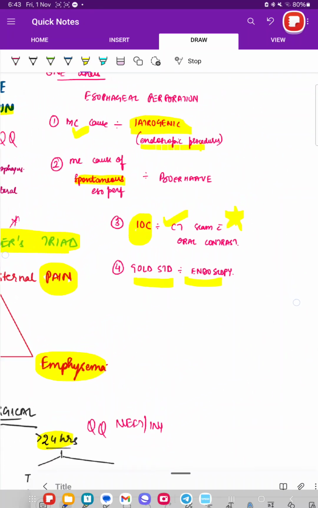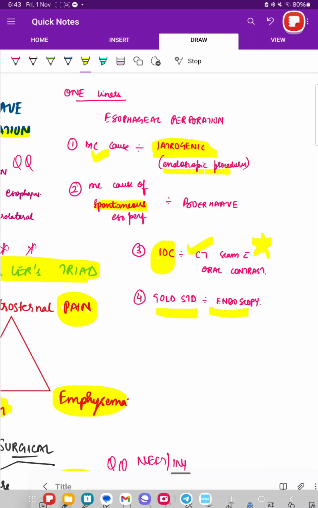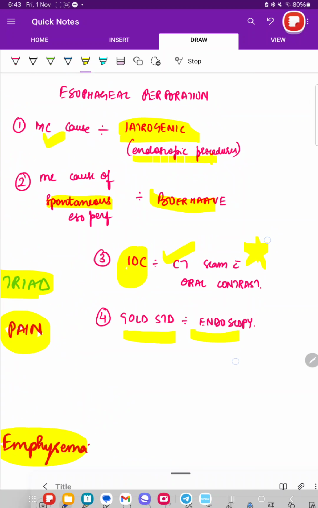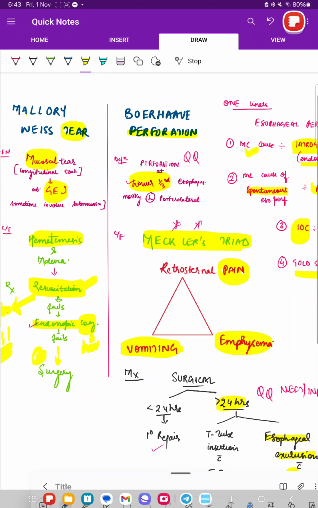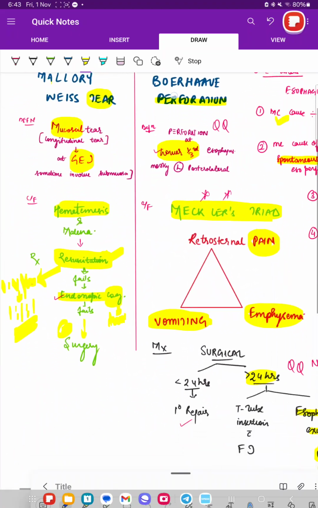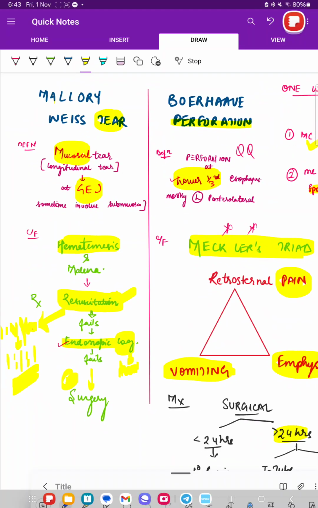Few MCQs regarding esophageal perforation. The most common cause is iatrogenic, and the most common spontaneous cause is Boerhaave, which we studied now. And the investigation of choice is CT scan with oral contrast. So this is in short regarding Mallory-Weiss and Boerhaave. Keep revising. All the best.